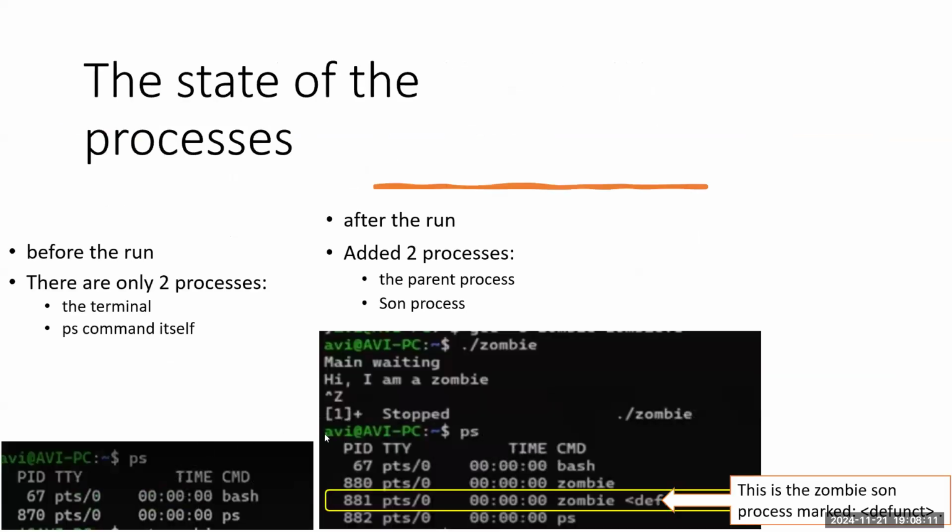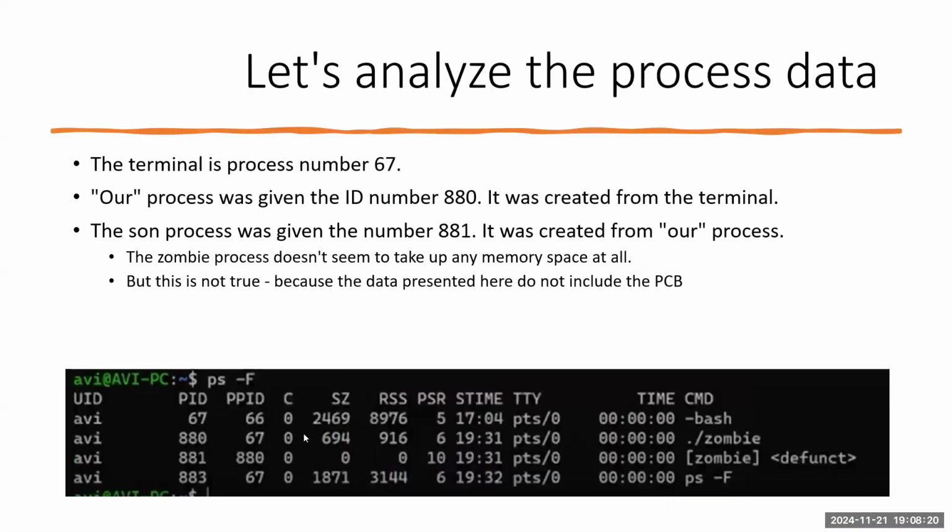In other words, we're still in this state where everything is stopped. But there are two processes here, 880 and 881. So we can see them here by the PS command. We can also see them by the PS minus F command. And here they are, 880 and 881. It was created from the terminal, because its parent is 67. But the child process created 881, because you see its parent is 880.